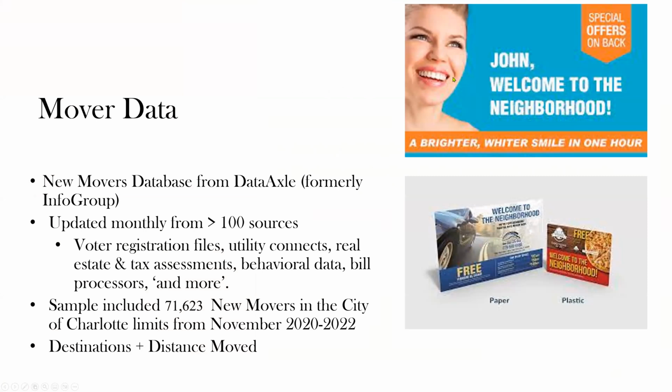The first one is a data source on new movers, which is from a company called Data Axle, which is a public company who sells data on people who have recently moved. So if you go to the post office and you file a change of address or you change your utilities, they collect all of this data. They sell it to advertisers. So you then get bombarded by mail on where you should get pizza in your new neighborhood. And our library also bought it. So we helped ourselves to a sample of around 70,000 people who had recently moved within the city of Charlotte limits from November of 2020 to 2022. So this is the height of pandemic times. And what we have is the exact location, so the address of where the person had moved and how far they had moved from. Okay, next slide.